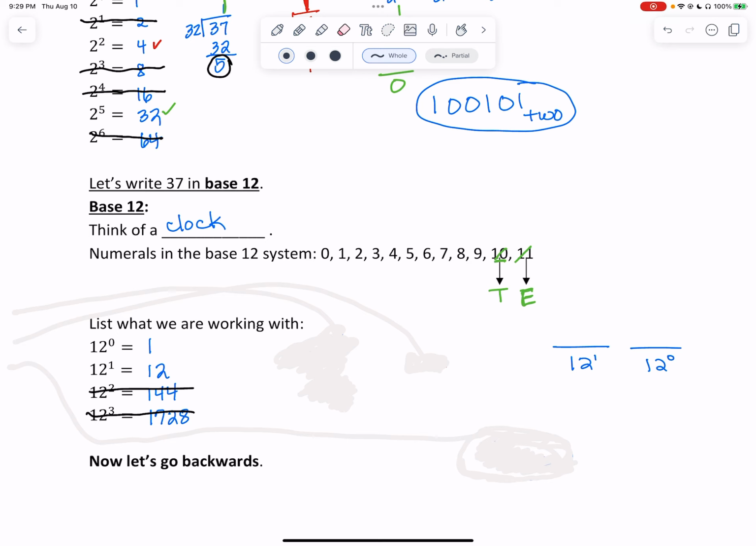Anyway, you're going to take your 37 and you're going to divide it by what number? We're going to divide it by this 12. So we divide it by 12 and we get the number 3.